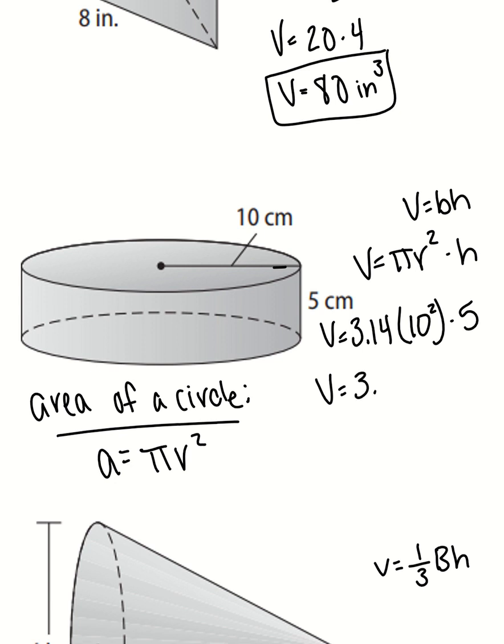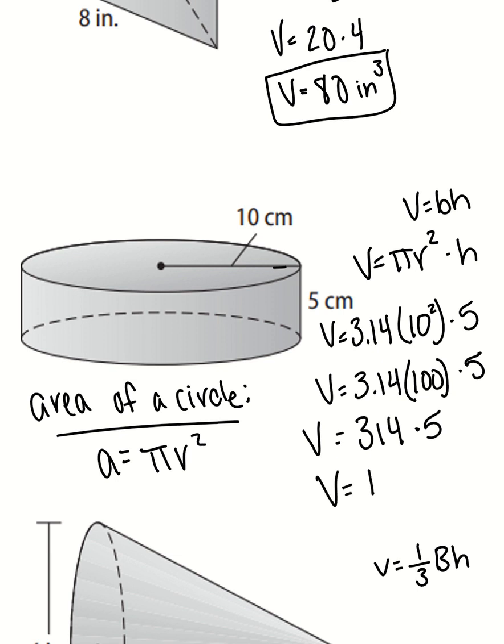So remember when you're doing PEMDAS, parentheses, exponents first. So we're at 3.14. This is going to be 100 because 10 times 10 is 100. Okay. And 3.14 times 100 is 314 times 5. And 314 times 5 is going to give us an answer of 1,570 centimeters cubed.